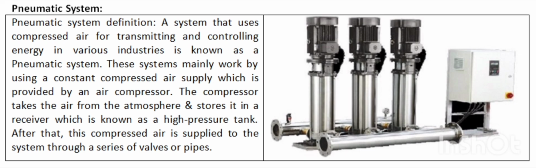Pneumatic system is defined as a system that uses compressed air for transmitting and controlling energy in various industries. This system mainly works by using a constant compressed air supply which is provided by an air compressor. The compressor takes air from the atmosphere and stores it in a reservoir which is known as high pressure tank. After that, this compressed air is supplied to the system through a series of valves or pipes.